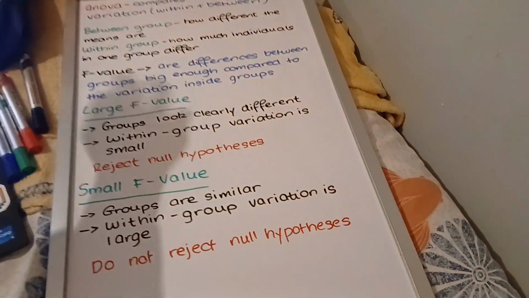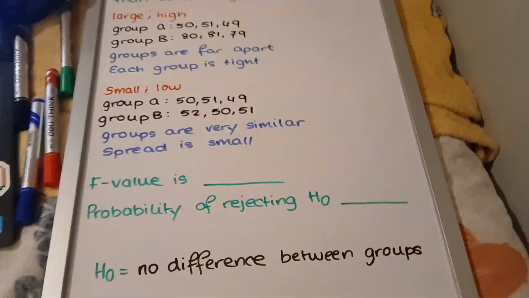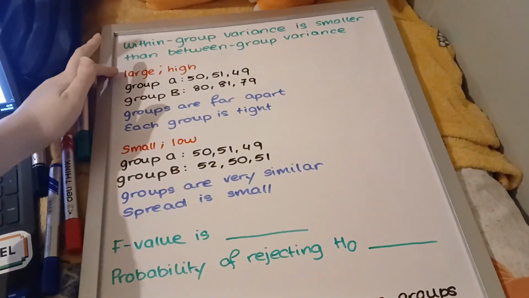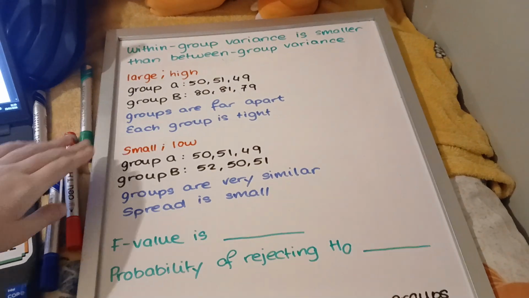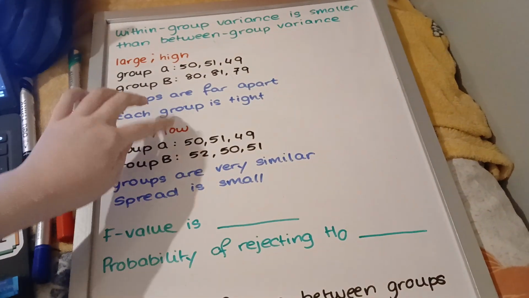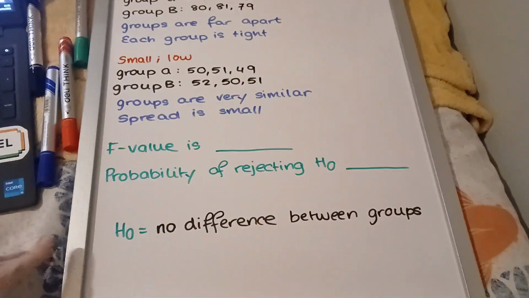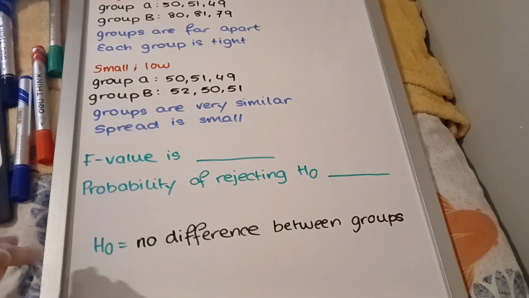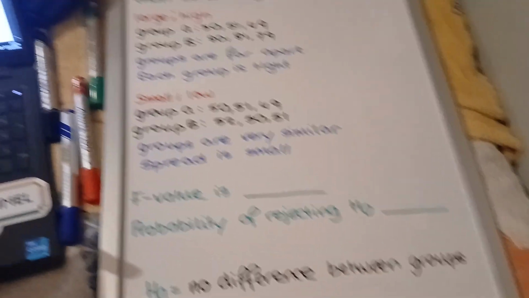To answer this question, it's important to have an understanding of all these terms. The main thing you should remember with this question is, if the F value is large, there is a high probability of rejecting the null hypothesis, and if the F value is small, there is a low probability of rejecting the null hypothesis. The null hypothesis in this instance is no difference between groups. So if we reject that, then we're saying that there is a difference between the groups.